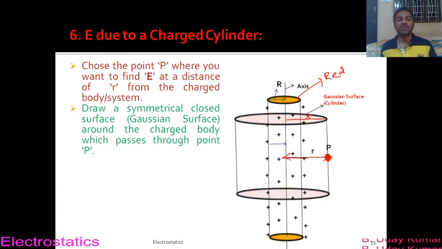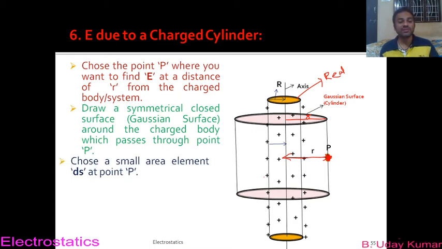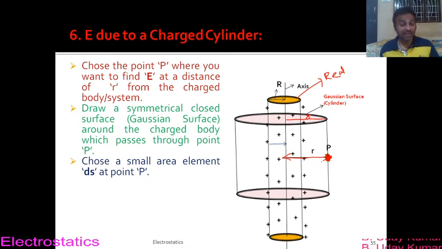Is that clear? So now I have drawn the symmetrical Gaussian surface, which is a cylinder in this case, which passes through point P. And the next point is what? To find the electric field intensity by using Gauss law. At point P, you have to construct a small surface element or area element, which is ds at point P, right? So this is our next step. We have to choose a small area element, which is always taken as ds, and hence here also we take it as ds at point P.